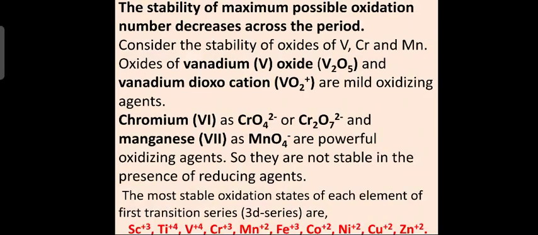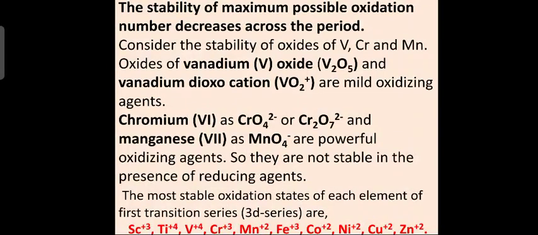So next line, the stability of the maximum possible oxidation number decreases across the period. When you move across the period, what happens to the stability of the maximum possible oxidation state? Decreases. Consider the stability of oxides of vanadium, chromium and manganese. Oxides of vanadium, you can see here, the formula V2O5, and vanadium dioxocation VO2+, are used as mild oxidizing agents. Another example, chromium CrO4 2- or Cr2O7 2-, and manganese(VII) as MnO4-, are used as powerful oxidizing agents. So they are not stable in the presence of reducing agents.